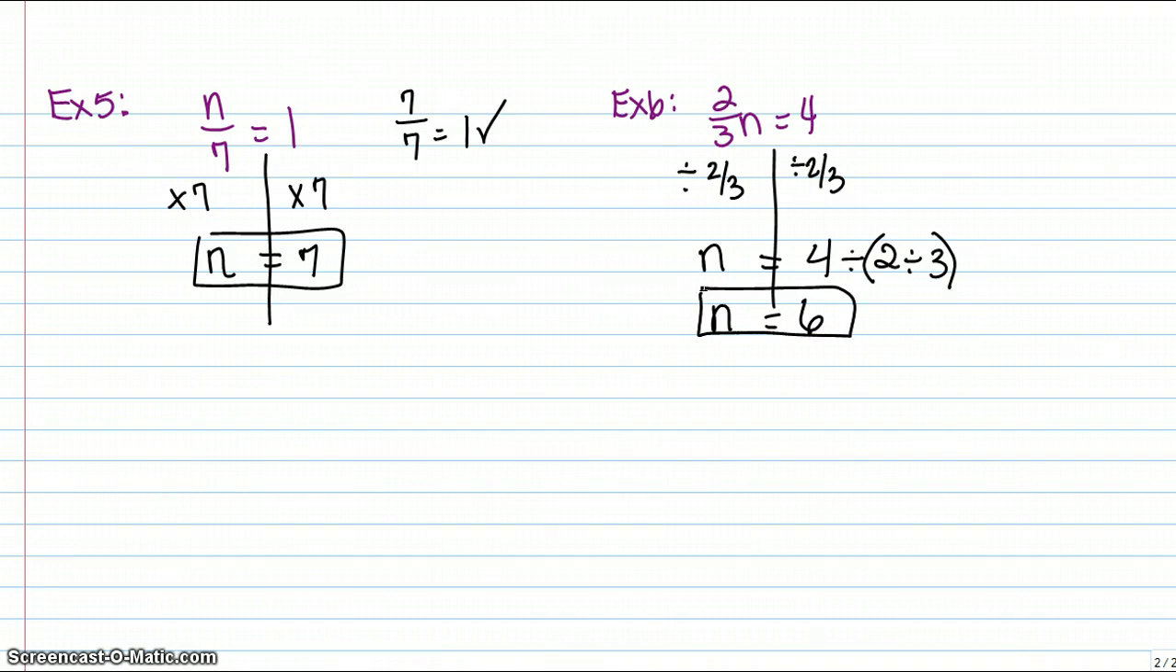That's the purpose of checking your work. So if you go over here to do a check, and you do 2/3 times 6, does it equal 4? The answer is yes. This comes out to 4, and this comes out to 4. So we know we have the right answer.